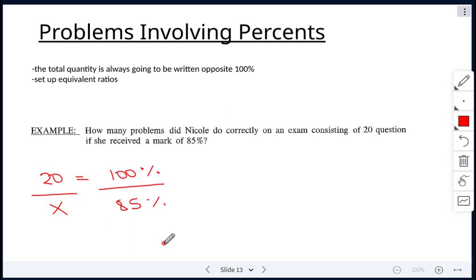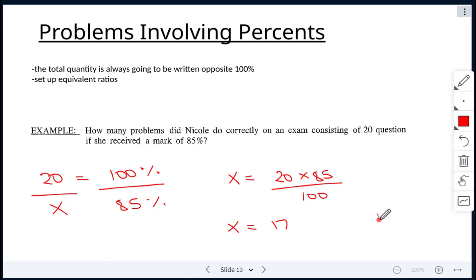This is how we would set up our equation, or our equivalent ratios. And now all we have to do is cross multiplication. You multiply the two numbers across or diagonal and then divide by the 100. So x is equal to 20 times 85, and then we're going to divide by 100, and that gives me 17. So 20 times 85 divided by 100, the answer is 17, and you can double check that.